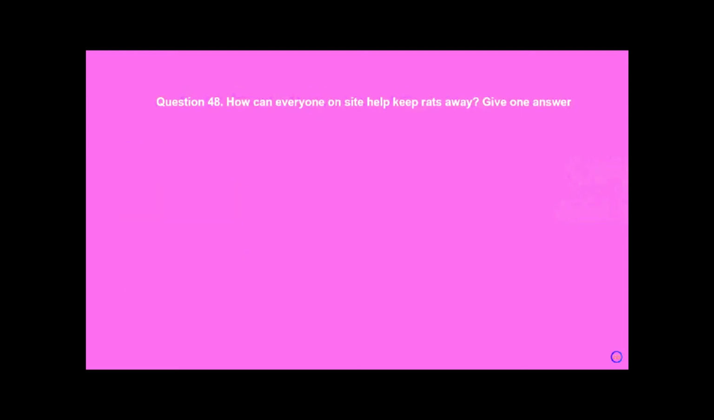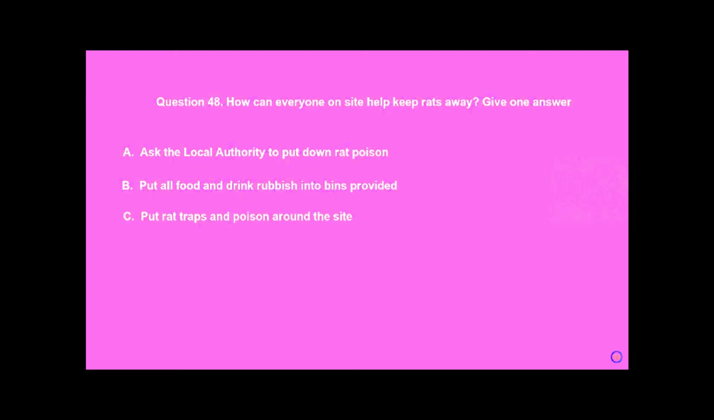Question 48. How can everyone on site help keep rats away? Give one answer. A. Ask the local authority to put down rat poison. B. Put all food and drink rubbish into bins provided. C. Put rat traps and poison around the site. D. Throw food scraps over the fence or hoarding. The correct answer is B. Put all food and drink rubbish into bins provided.